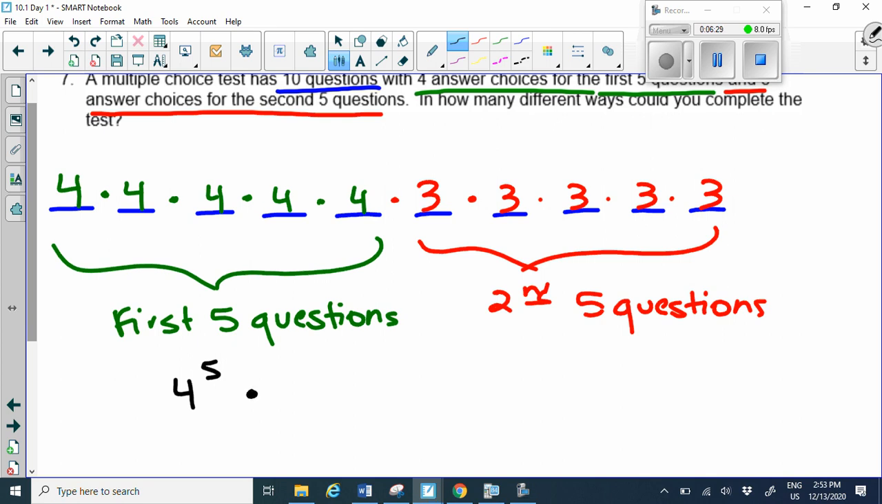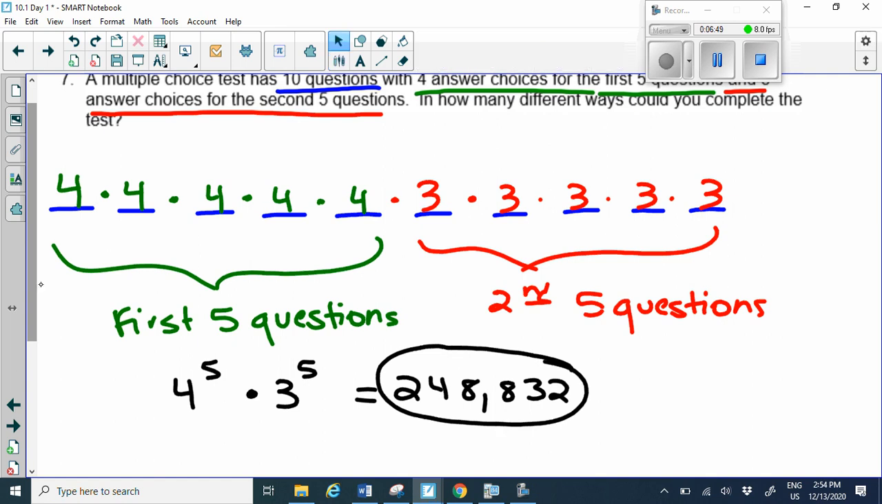And then we can also multiply that with our 3s. How many 3s do we see here that we're multiplying? 5. So this could be another way that you could plug into your calculator to get your final answer. So when you just plug this in, we do get 248,832 as our final answer. Okay, let's go ahead and do our next problem.